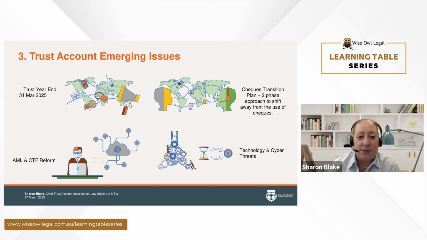On the 10th of December 2024, the Anti-Money Laundering, Counter-Terrorism Financing Amendment Act 2024 received royal assent. Practitioners, as well as the other gatekeeper professions that provide a designated service, will be regulated under the new Act.